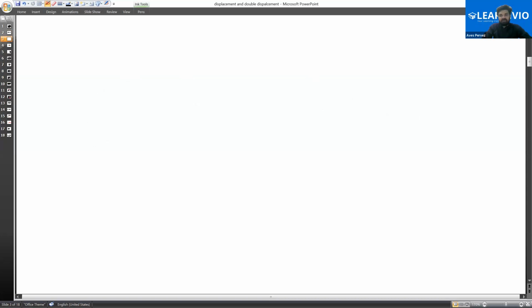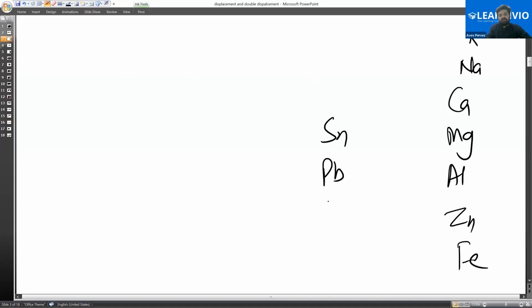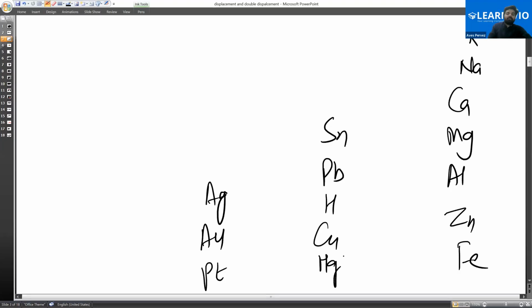Like for example, the series is: potassium, sodium, calcium, magnesium, aluminum, zinc, iron, tin, lead, hydrogen, copper, mercury, silver, gold. Why am I saying that potassium is more reactive than sodium? On what criteria? Potassium can lose an electron more easily as compared to sodium. Sodium will lose an electron more easily compared to magnesium. Let me check how potassium is more reactive than sodium.